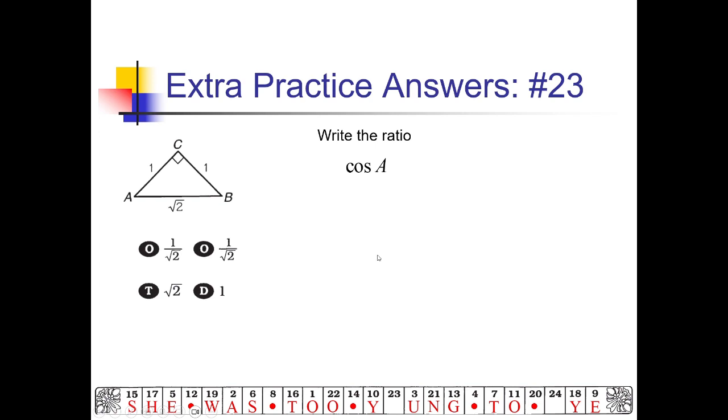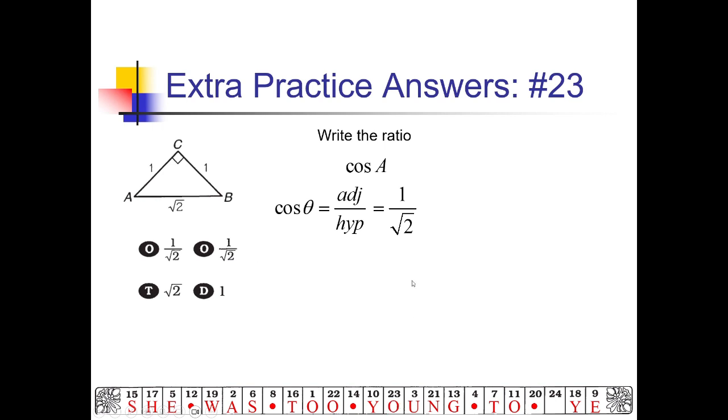For cosine of A, we have adjacent over hypotenuse. So adjacent side for A is this one right here, and the hypotenuse is still going to be root 2. So that's the other O, I guess, that we didn't pick the first time around. That's going in spot 23.